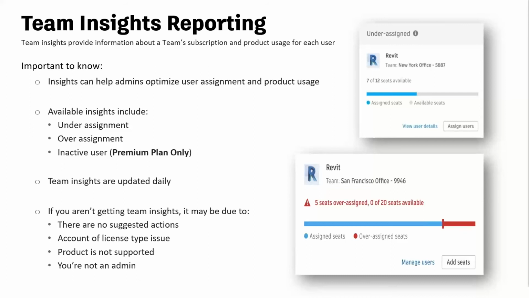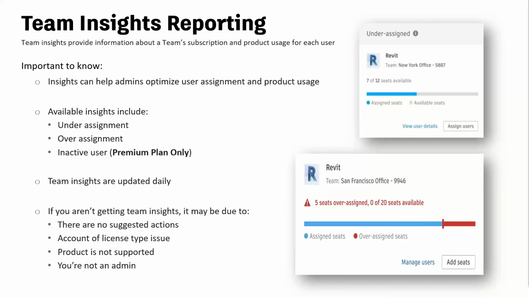Finally, only primary, secondary, or SSO admins of any team can view Team Insights. If you do have centralized purchasing set up, it's important that the purchaser be an admin on every team they purchase for so that they can see these insights and use them efficiently.